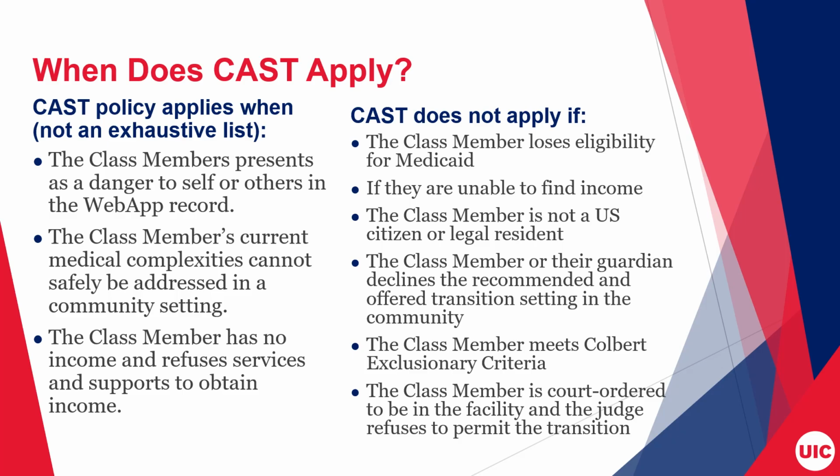CAST is not applicable if the class member loses eligibility for Medicaid, if they are unable to find income, if the class member is not a U.S. citizen or legal resident, if the class member or their guardian declines the recommended and offered transition setting in the community, if the class member meets Colbert exclusionary criteria, or if the class member is court-ordered to be in the facility and the judge refuses to permit the transition.